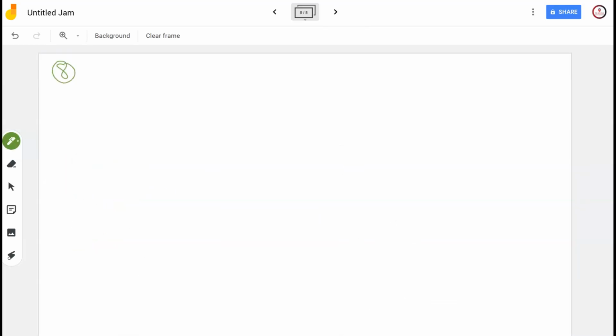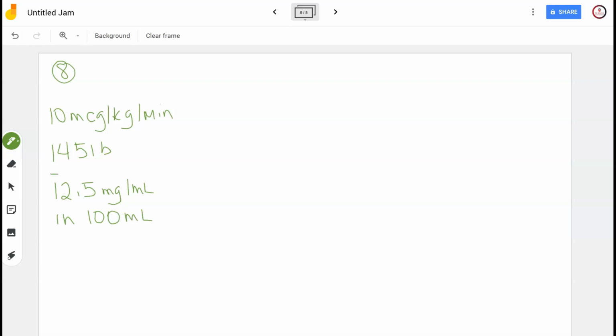Question number 8. You were ordered to give 10 micrograms per kilo per minute of dobutamine to a patient. The patient weighs 145 pounds. The dobutamine comes in a 12.5 milligram per milliliter package in 100 ml. You put one of these packages in a 250 milliliter bag. What is your drip rate if using a 60 drop set?